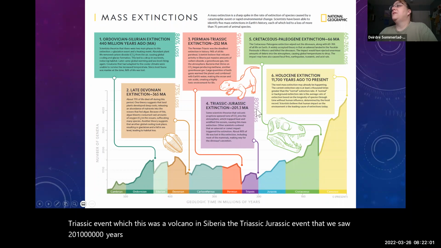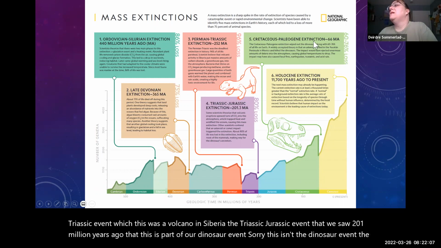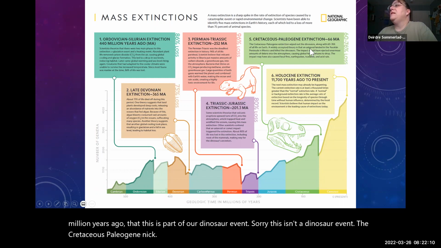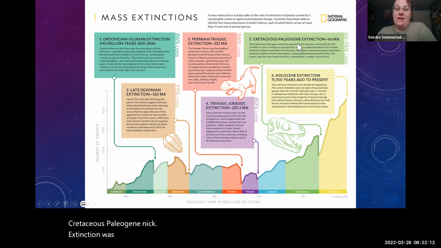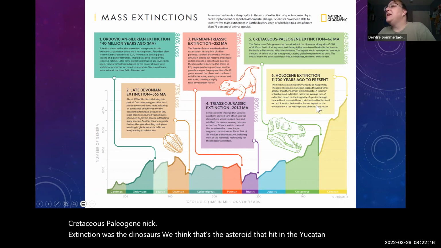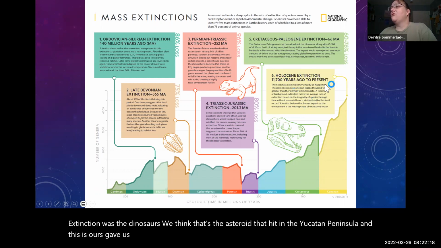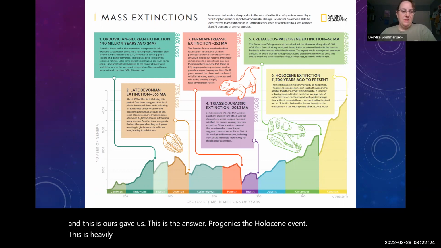This is part of our dinosaur event. This isn't the dinosaur event. The Cretaceous-Paleogene extinction was the dinosaurs. We think that's the asteroid that hit in the Yucatan Peninsula. And this is ours, yay us. This is the anthropogenic Holocene event. And this is heavily being influenced by the use of fossil fuels in the environment. And feel free to pause the presentation and read this.